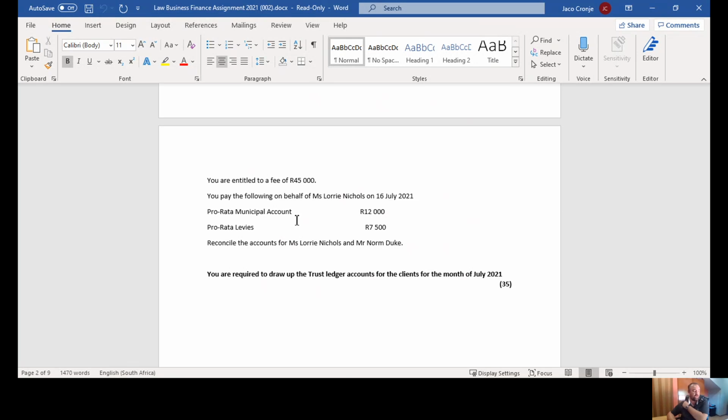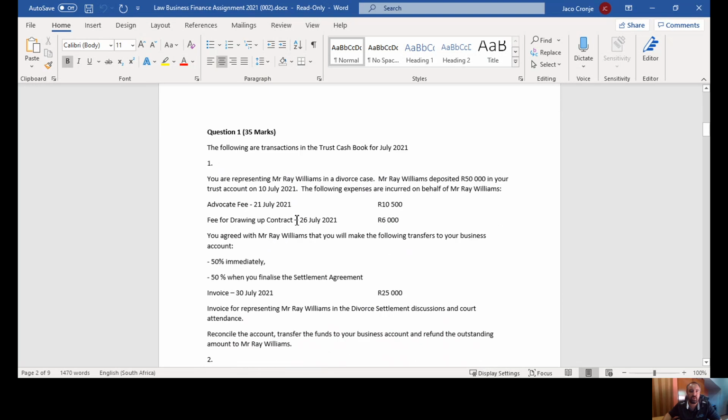So in my opinion, do a trust cash book. You don't even have to upload it, and there will be no marks for it, but I think that will form the basis and help you to much more easily draft the client accounts. Okay, so let's go back to question number 1.